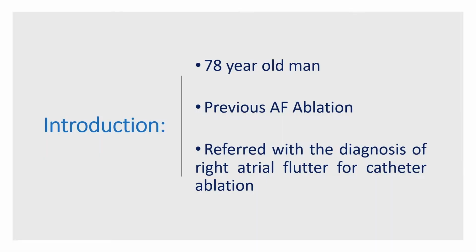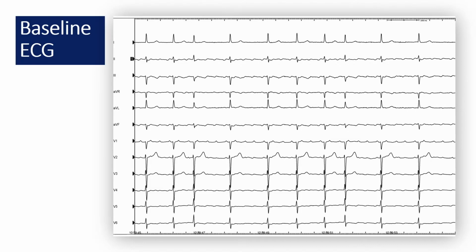The patient is a 78-year-old man with persistent atrial fibrillation who had a previous AF ablation and was referred with a diagnosis of right atrial flutter for catheter ablation to our center. Here we see the baseline ECG of the patient, which really looks like a typical cavo-tricuspid isthmus-dependent atrial tachycardia.